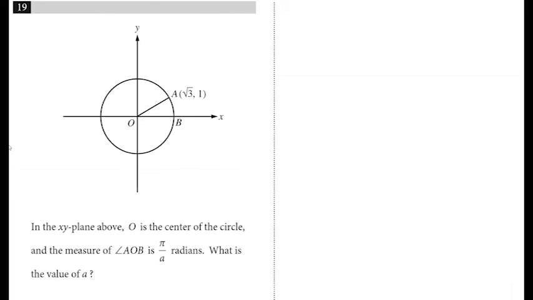Question 19. In the xy plane above, O is the center of the circle. The measure of angle AOB is pi over a radians. What's the value of a? So the only information we have to go off here is the idea that point A has an x value of root 3 and a y value of 1.